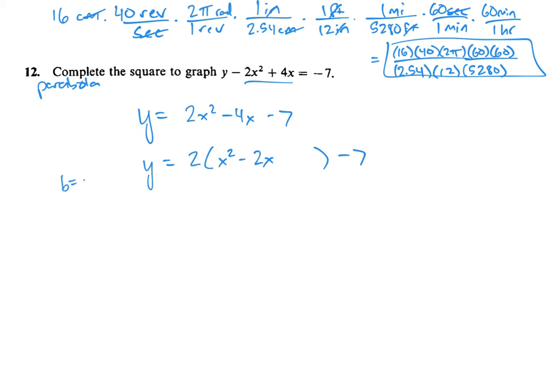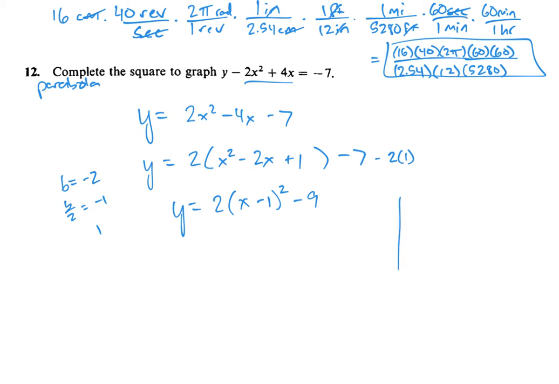The b inside the parentheses would be the negative 2. Half of that is negative 1, and then we square it to get positive 1 that we add inside. And then we need to subtract it on the outside to balance that out. But instead of subtracting just 1, I'm going to subtract 2 times 1, the number outside the parentheses times the number inside that I added. Okay, and then we're going to simplify this down. The parentheses goes down to x minus 1, with the half of b, which was the minus 1. And then outside here, I've got negative 7 minus 2, so it'd be a negative 9.